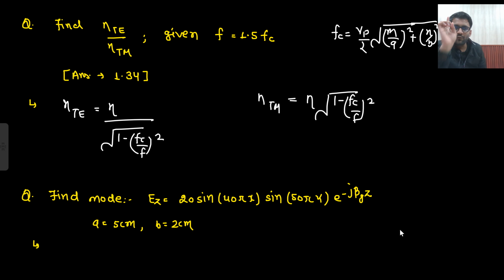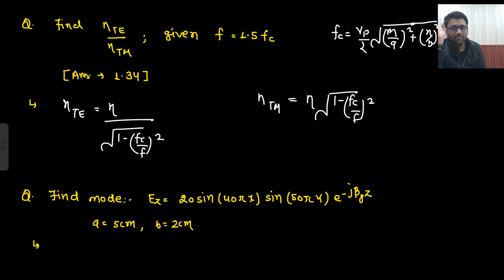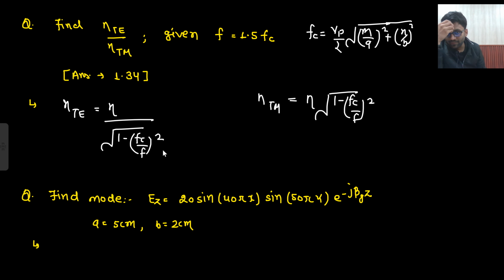I told you the only formula different between TE and TM is eta. Rest all the formulas are same. Beta G, lambda G, VPG, VGG, all those formulas are same. Only this eta formula is different. So FC formula is also same, for both of them. So if FC formula is same, then you just need to find the ratio. Eta TE divided by eta TM. Right. So eta TE divided by eta TM.